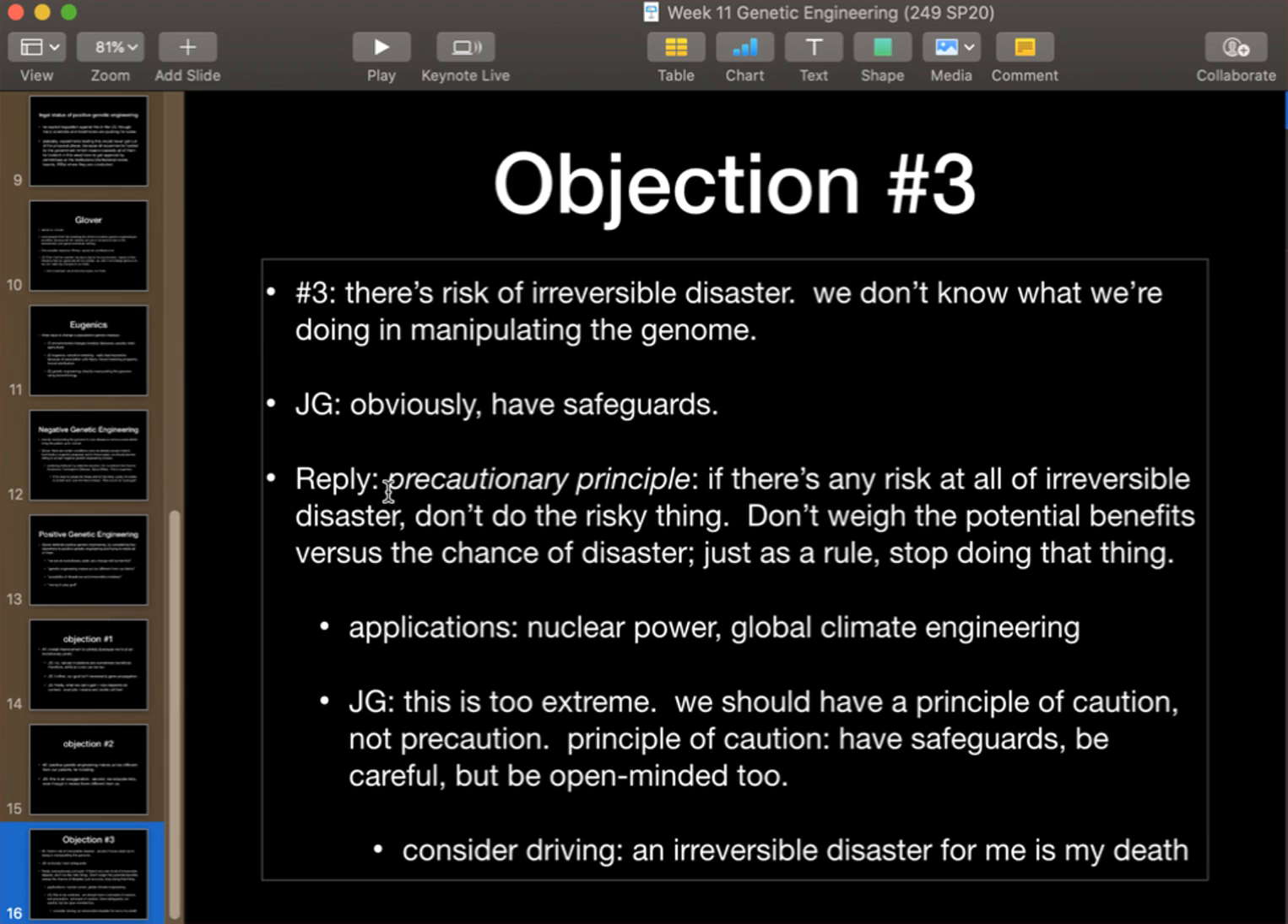The precautionary principle, if you were to apply it to driving, would say if there's any risk at all of the irreversible disaster, aka my death, never do that thing. In other words, don't weigh the potential benefits versus the chance. Just as a rule, stop doing that thing. So the precautionary principle applied to driving would say never drive your car, never get into a car ever. And of course, that's absurd. No one thinks that that's plausible. Okay, so Glover thinks the precautionary principle is also not plausible here. We need to be careful, obviously, but we also should just be open-minded and weigh the pros and the cons.